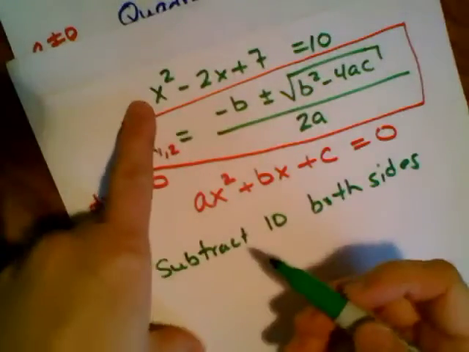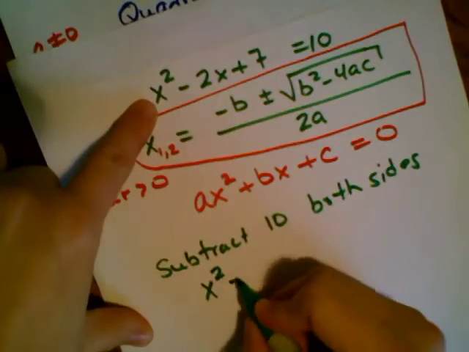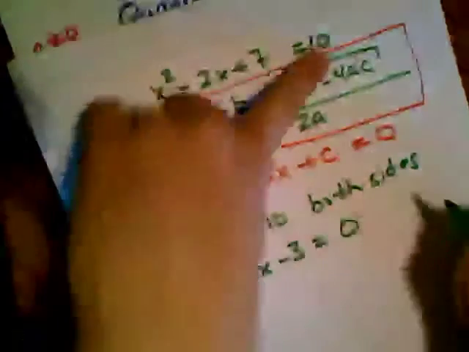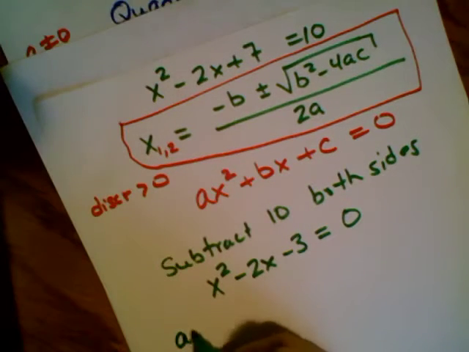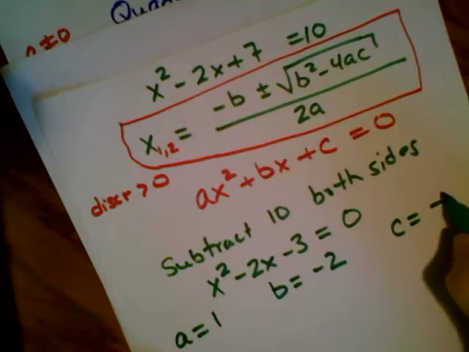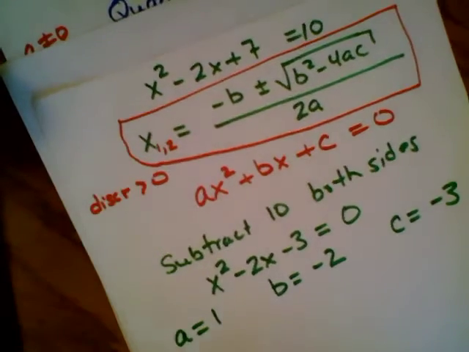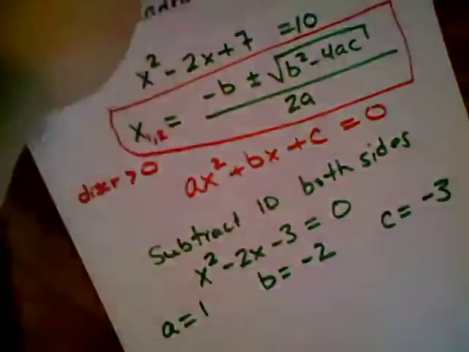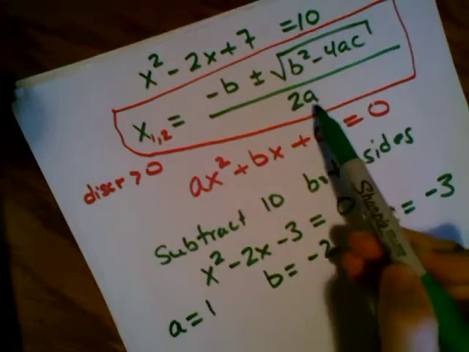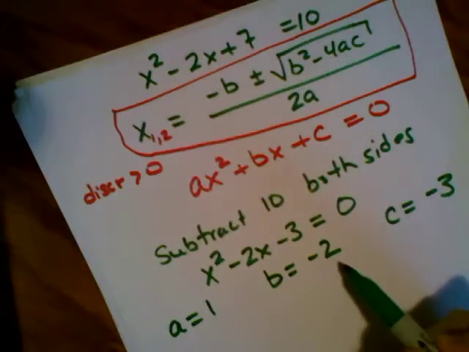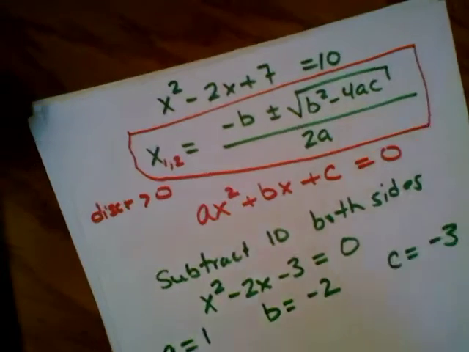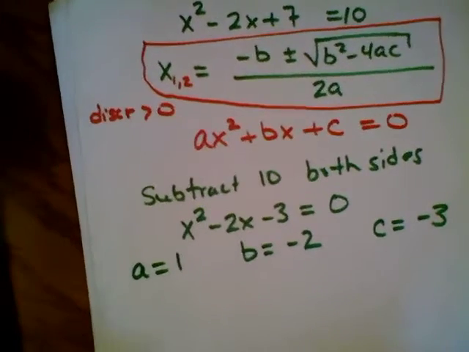Okay, so I'll continue to have x squared minus 2x, but 7 minus 10 is -3, 10 minus 10 is 0, and now we're set where the leading coefficient is 1, the linear coefficient is -2, and the constant term is -3. This might be a point where you want to pause the video, plug in a equals 1 everywhere there's an a in the formula, b equals -2 in both spots where there's a b in the formula, and c equals -3 in its appropriate spot.